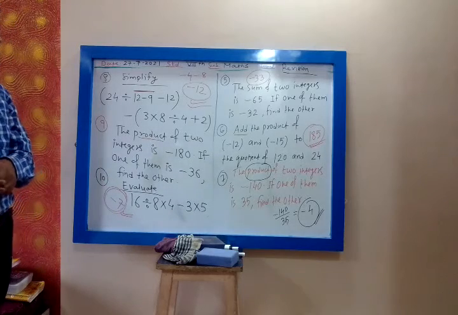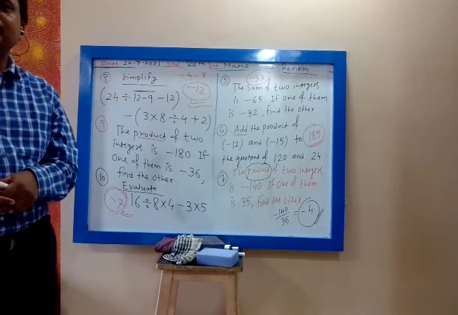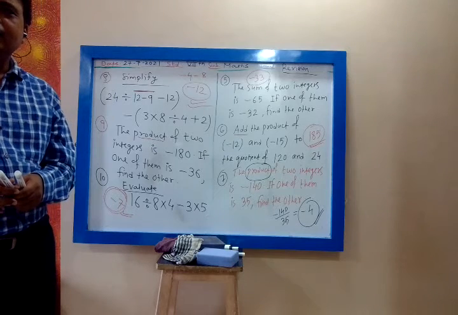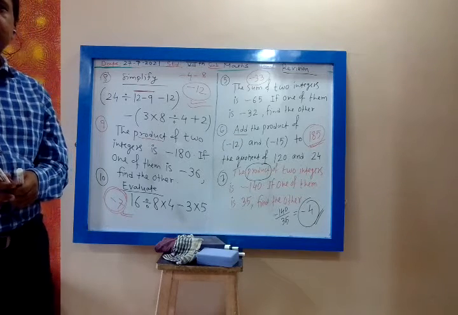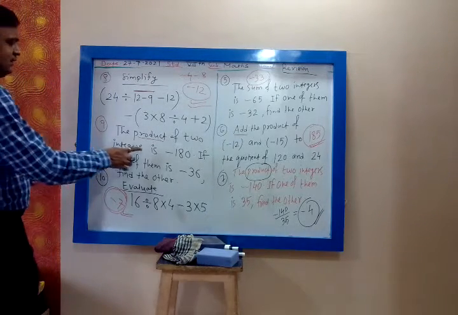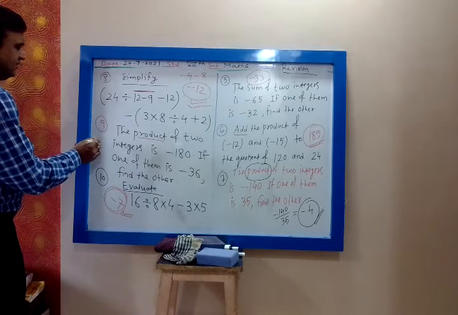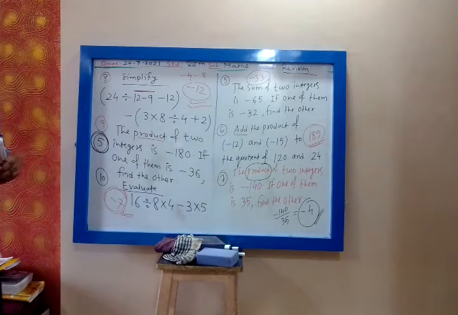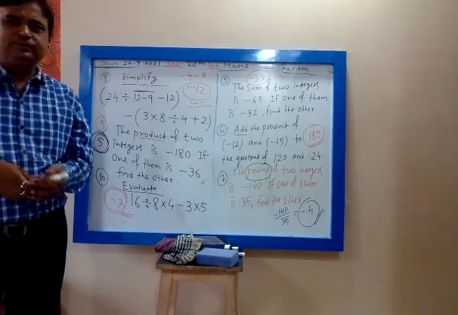9th one, bolo. What is your name? Sandeep Darji. 9th answer is plus 5. Plus 5 is the absolute correct answer. So these are the answers.